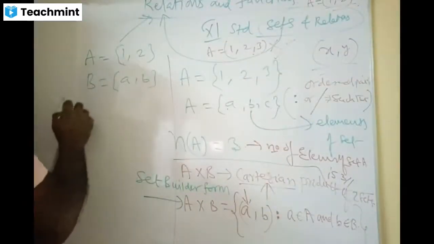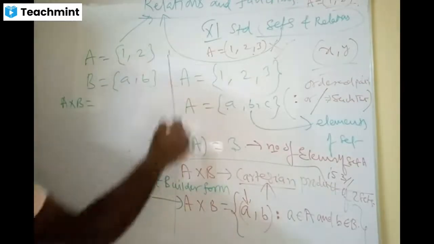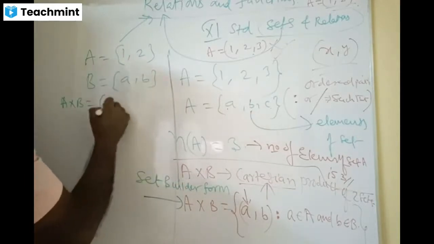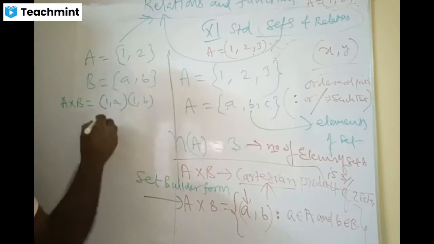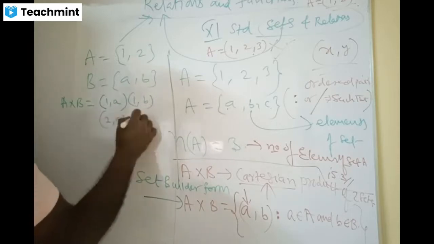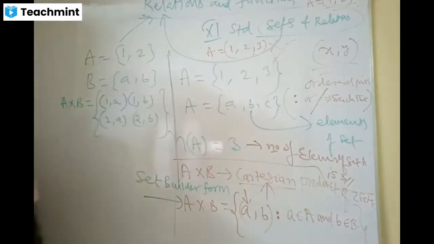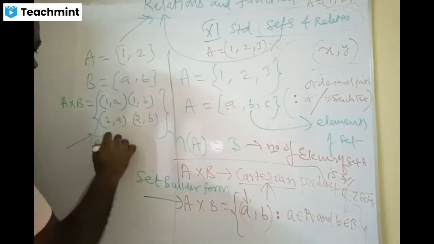Now, if you want to write A cross B, my dears, I hope you are able to see the board clearly. Taking the elements of A in order: first (1, a), second (1, b). You can write in any order. Next (2, a), next (2, b). This is called the Cartesian product of A and B. Here, this is called the Roster form.